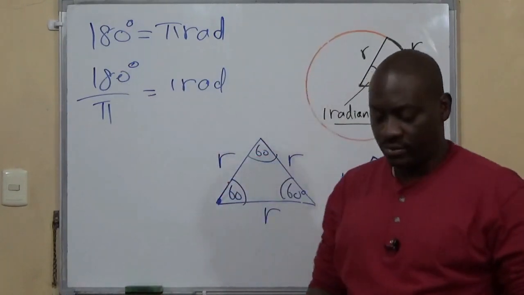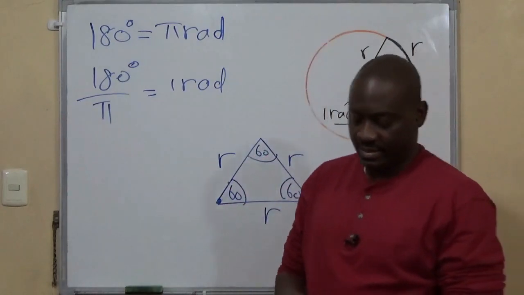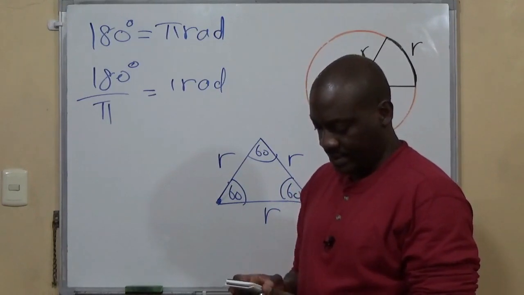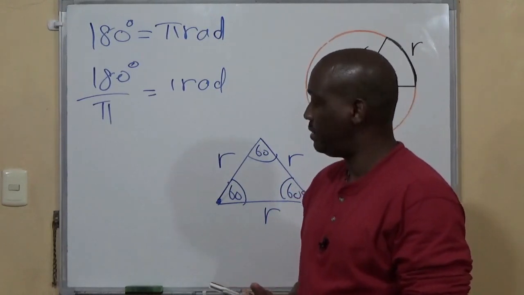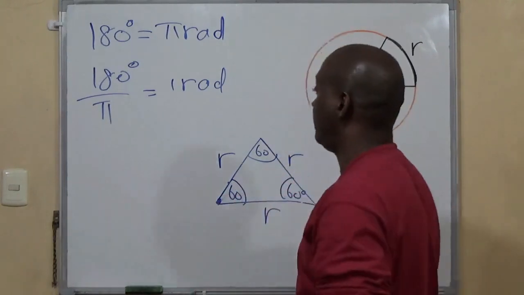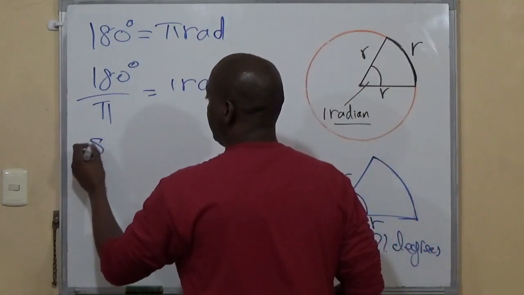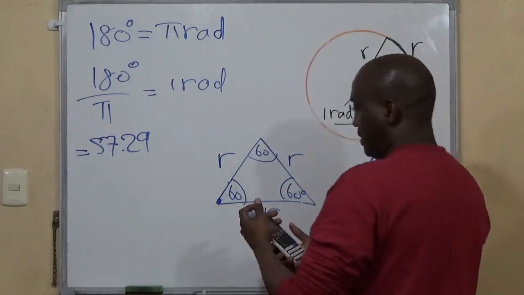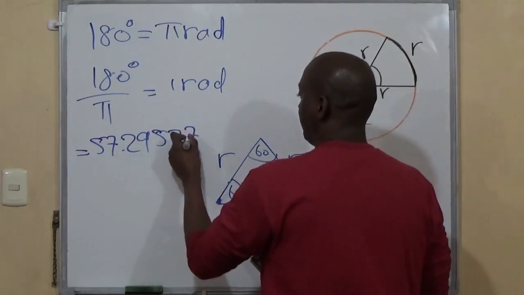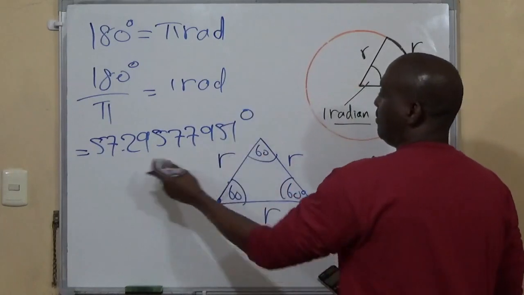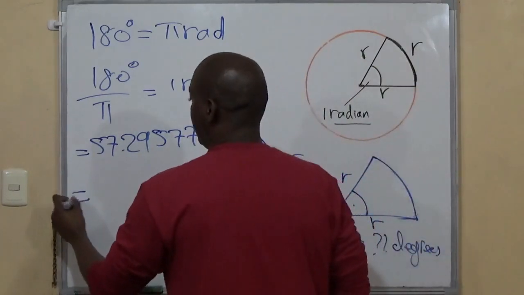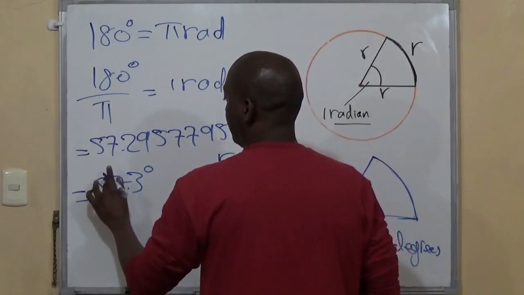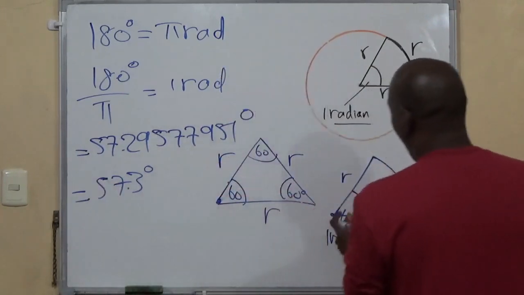Pi we know is 3.142. Of course, most calculators will just have it as a constant. So 180 divided by pi is equal to, let me write out the whole thing and then we will shorten it, 57.29577951 degrees. Of course, we're not going to go with all that. So generally, we could say that 1 radian is equal to 57.3 degrees. And that's basically it. So in other words, it's almost 60 degrees.